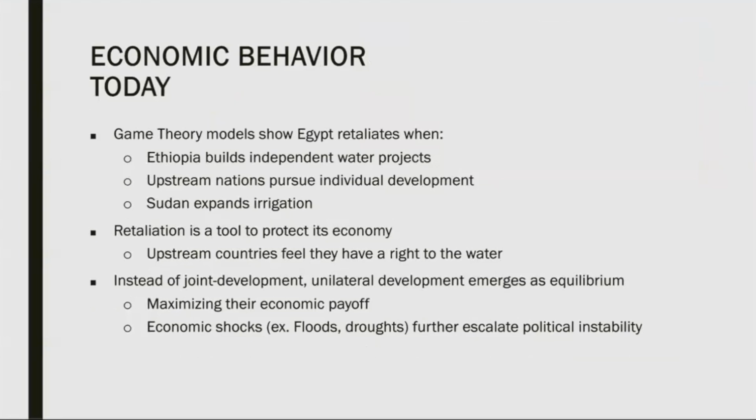Today, there have been a couple game theory models that have been applied to this conflict. So, for example, Ethiopia builds an independent water project. Then Egypt retaliates by taking more water. These upstream nations also want to pursue individual development. However, then Sudan expands irrigation, hurting these upstream countries. So, this retaliation is obviously a tool used to protect this economy that the Nile has supported for centuries.